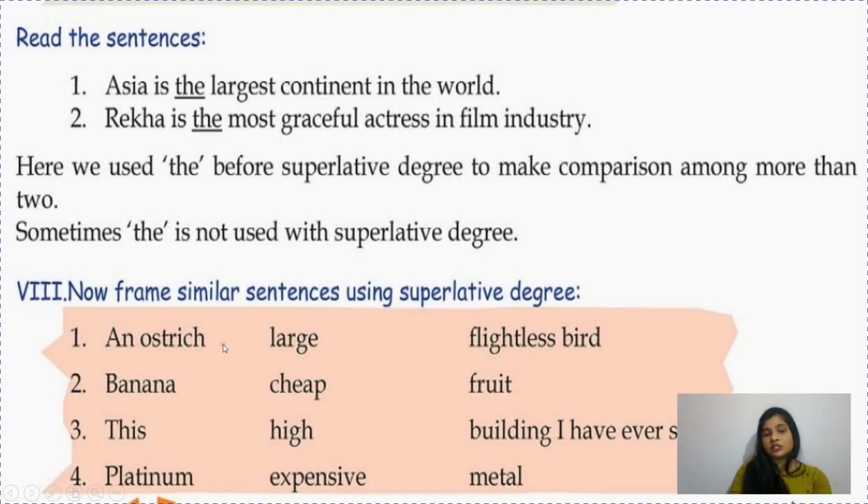Like an ostrich is the largest flightless bird. Children, use is with singular and are with plural, and you have to make it superlative degree like larger, large, largest. And please use the before superlative degree. Banana is the cheapest fruit. This is the highest building I've ever seen. Platinum is the most expensive metal.